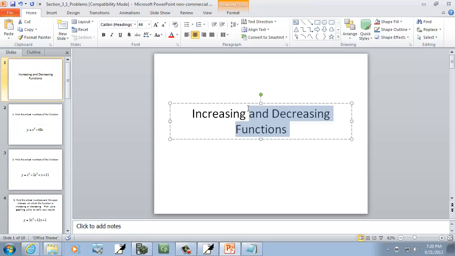Increasing and decreasing functions. And stop the recorder here.